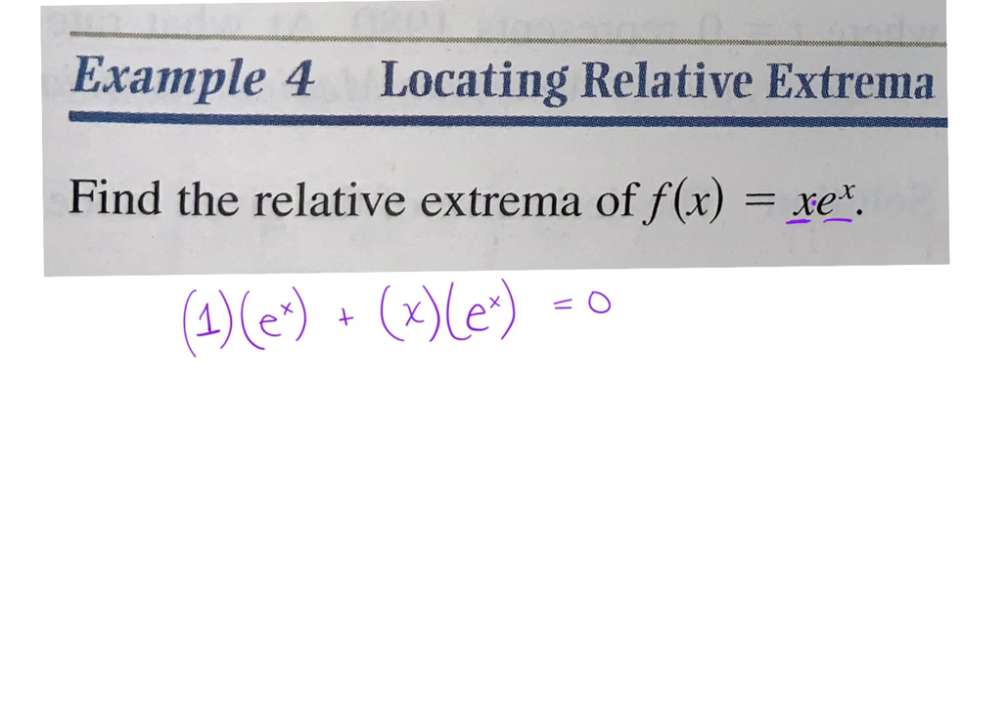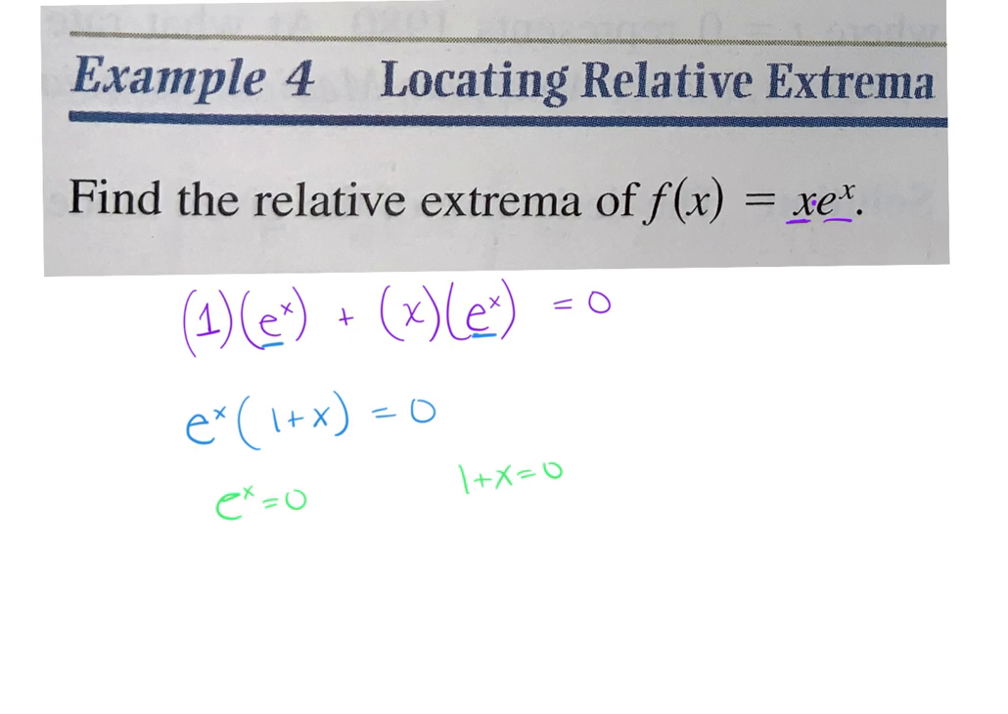What can I factor out of this if I'm solving for this problem? Well, I can factor out an e to the x, right? So I can take an e to the x out. I'm left with 1 plus x equals 0. I set each factor equal to 0. E to the x equal to 0, and 1 plus x equals 0. E to the x is never 0. I just said that it starts at 0 and goes up, right? The range does, right?